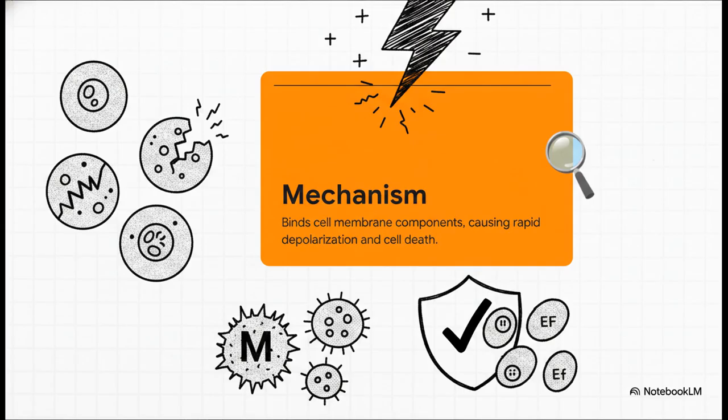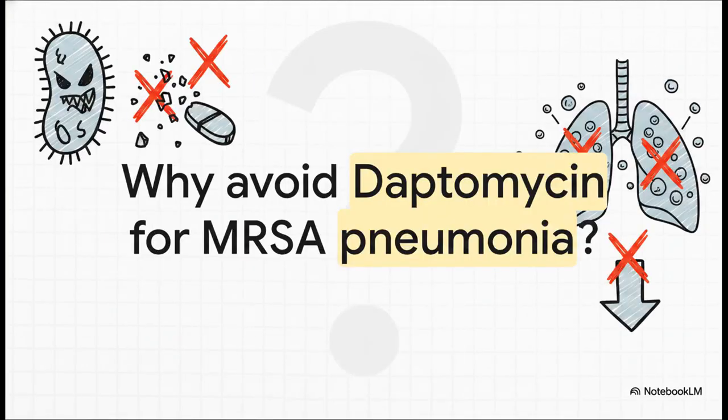The major coverage pearl you need to know here, not only does it cover MRSA beautifully, but it covers both species of VRE. That's Enterococcus faecium and Enterococcus faecalis. Okay, time for another recall question. And honestly, this might be one of the most frequently tested concepts in all of infectious disease pharmacology.